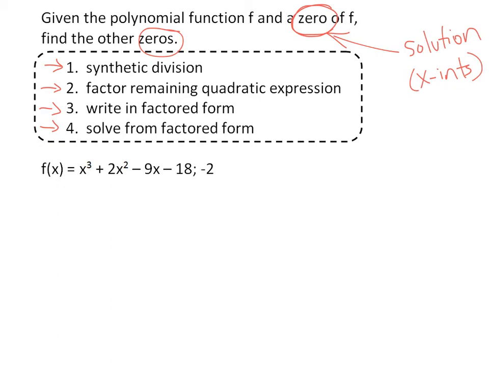All right, so this first example, f of x equals x to the third plus 2x squared minus 9x minus 18. And then we've got our semicolon and a negative 2. So our negative 2 is our 0, is our solution. Our solution is negative 2.